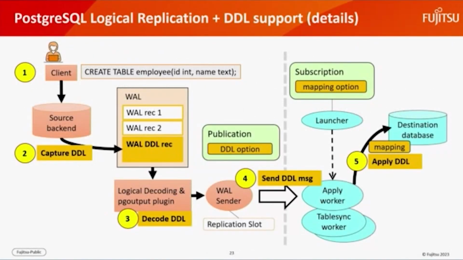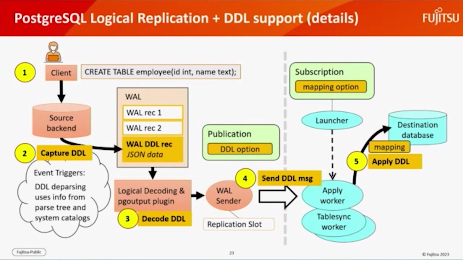On a high level, this is how we currently implement DDL replication in the patch. We capture the DDL using event triggers, and inside the event trigger functions, we deparse the DDL commands into a JSON string or JSON blob and append that to the WAL record, which gets decoded and sent on the wire to the subscriber.